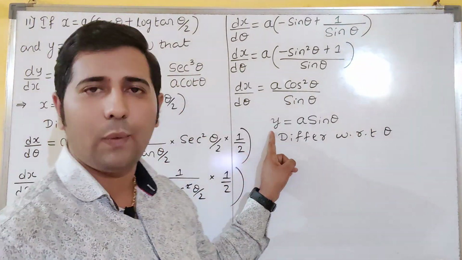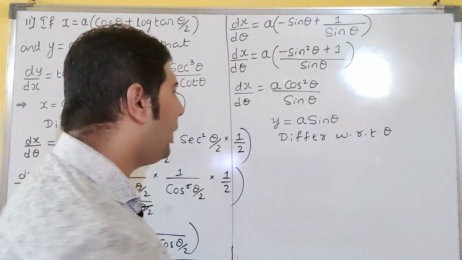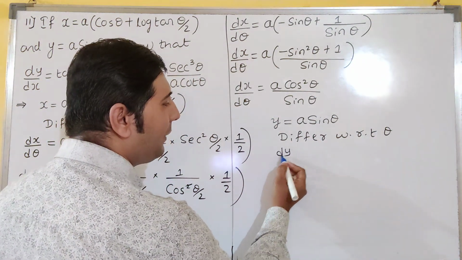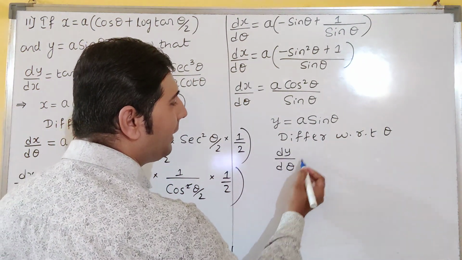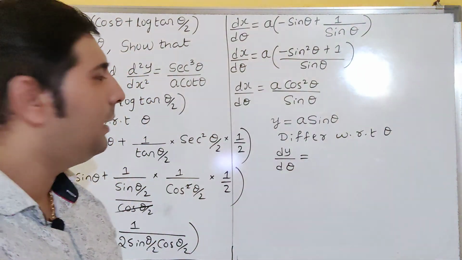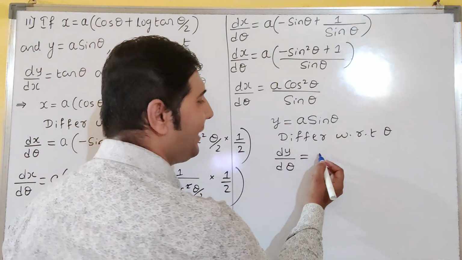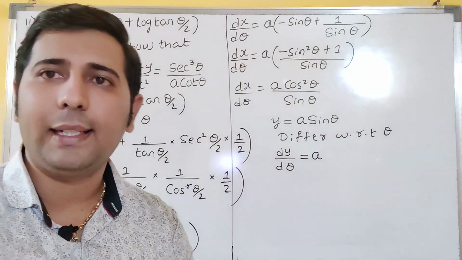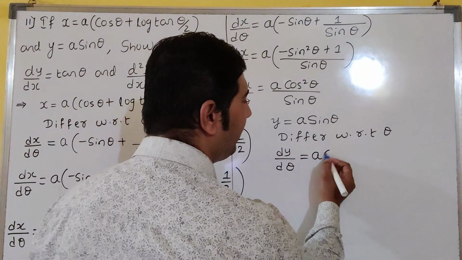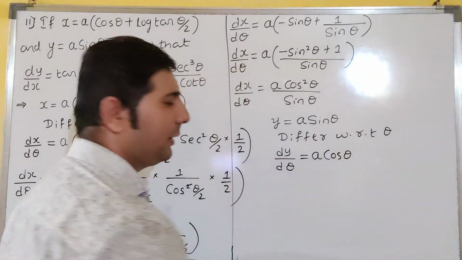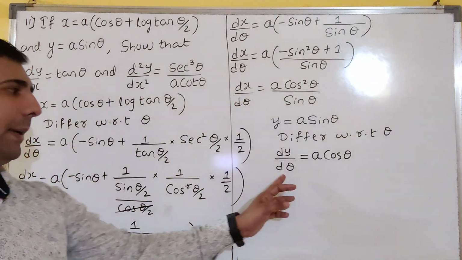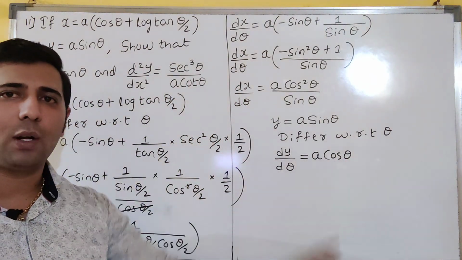Differentiate with respect to theta, what we will get? Variables are different or not? Y is different, theta is different. So what you will write? It will join with differential operator dy by d theta. Clear? And this is looking like how? Constant into function. A sine theta derivative is what, dear students? That is cos theta. I hope it is clear. So dy by d theta is equal to a into cos theta.